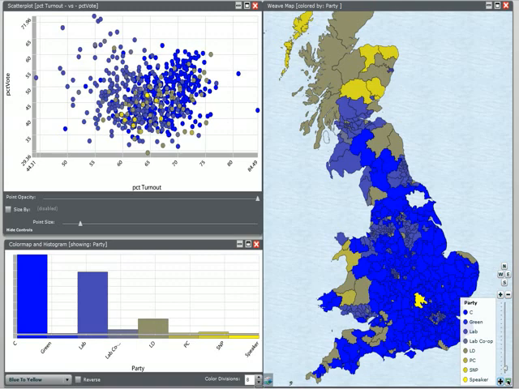A great deal of insight can be had by visualizing the results of elections in Weave and using its interactive features to probe their meaning. The United Kingdom held a general election in May 2010. This visualization system shows the results of that contest.